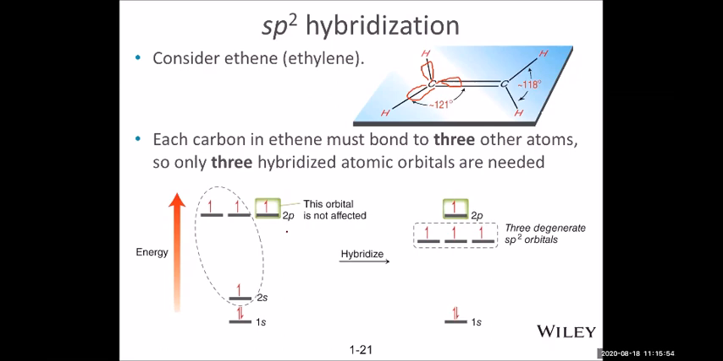So this p orbital is not hybridized with the s. It basically remains pure. It's just not been involved. It's like there's a bunch of people, half the people get invited to the party, the other half not invited. So the ones not invited will remain unaffected. Okay, thank you. You're welcome.